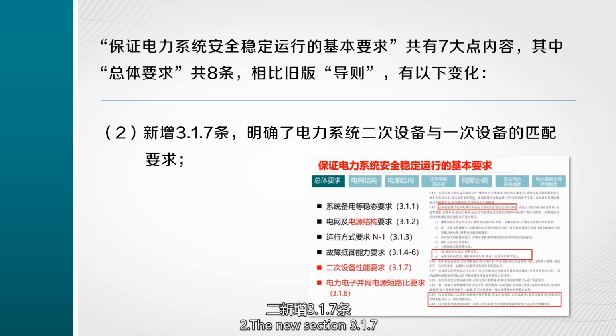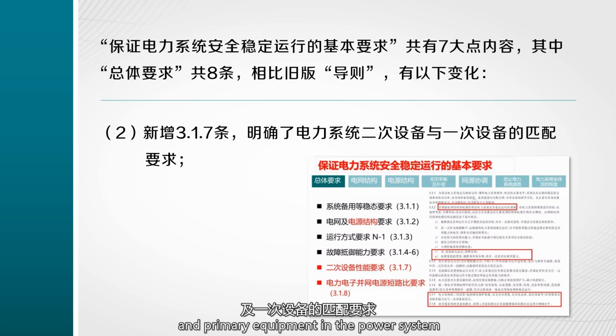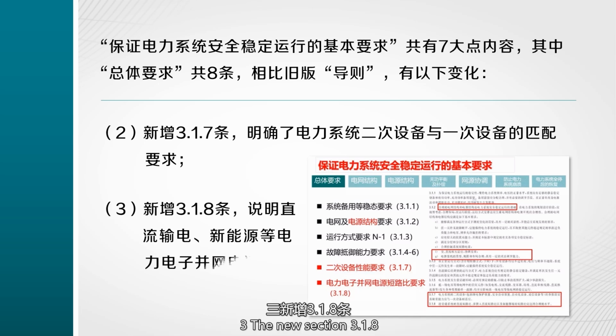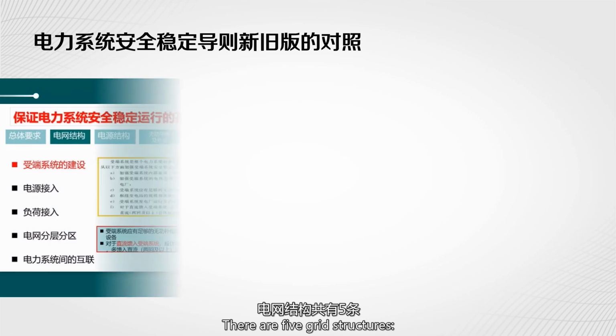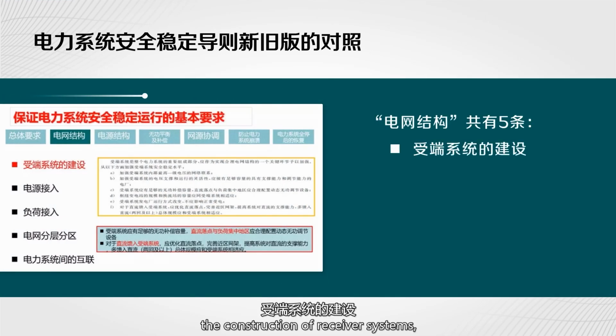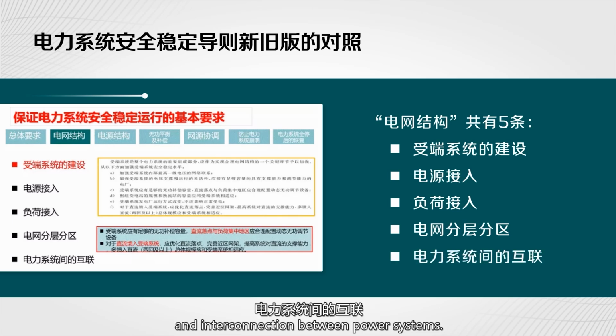2. The new section 3.17 clarifies the matching requirements for secondary equipment and primary equipment in the power system. 3. The new section 3.18 states that the short circuit ratio of DC transmission, new energy and other power electronic grid-connected power sources shall meet the requirements. There are 5 grid structures: the construction of receiver systems, power source connection, compliance with the grid access, hierarchical and regional segmentation, and interconnection between power systems.